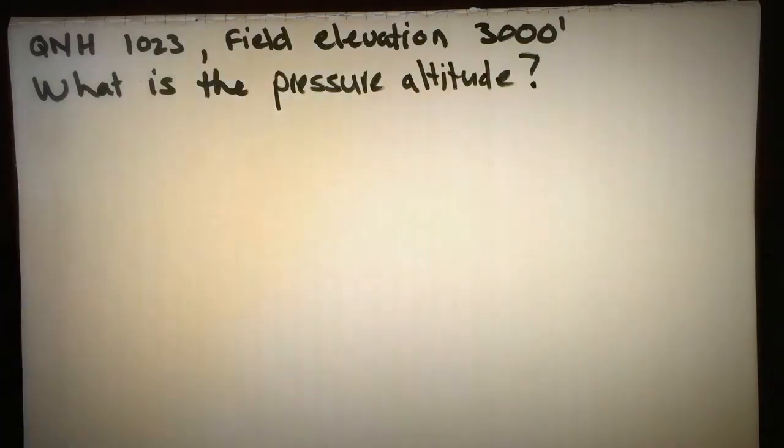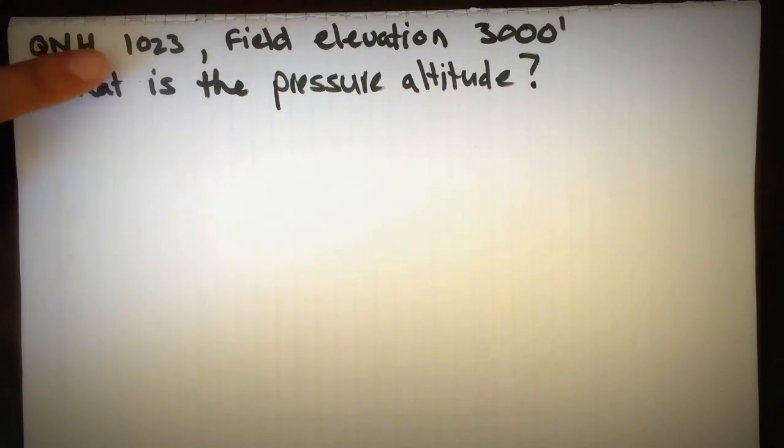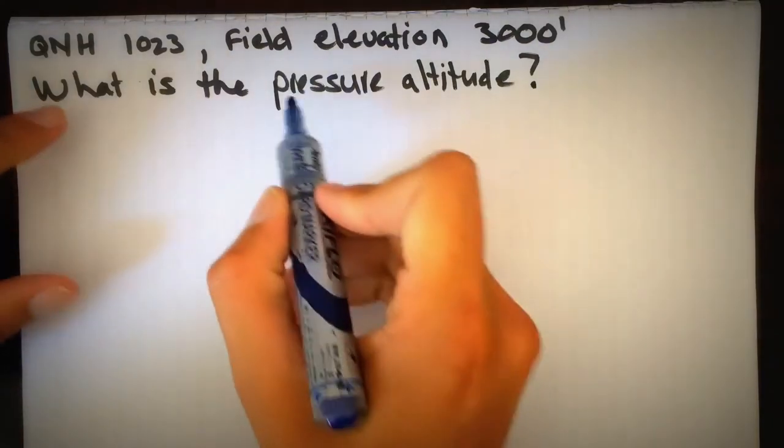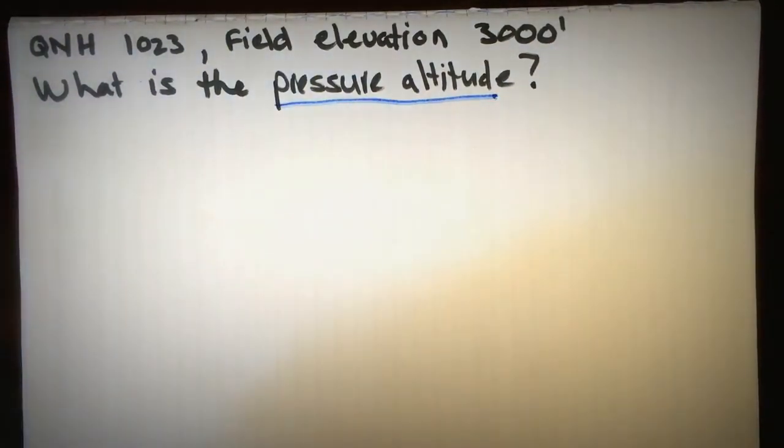Okay, welcome guys. We're just going to talk about one of the questions that CAA loves to ask. I'm going to show you two different types of questions that they can ask like this. The very first one is similar to this one, where they would say QNH is 1023, field elevation is 3,000 feet, and then they'll ask you what the pressure altitude is. These are typical pressure altitude questions that they love to ask.